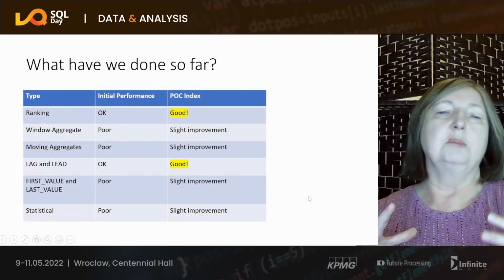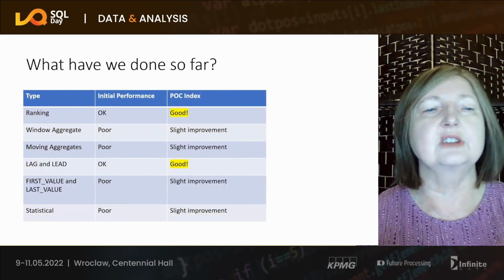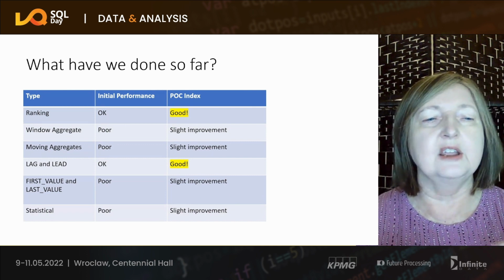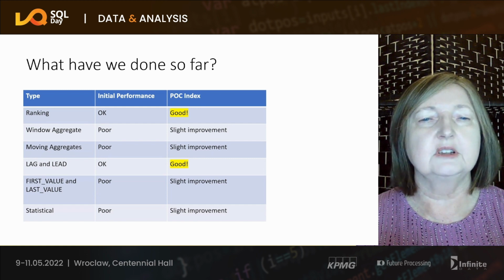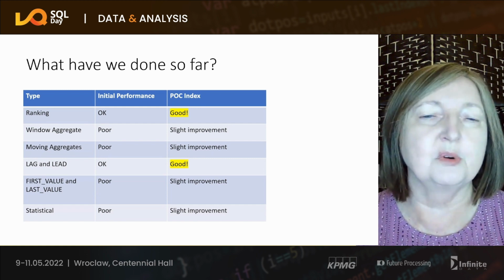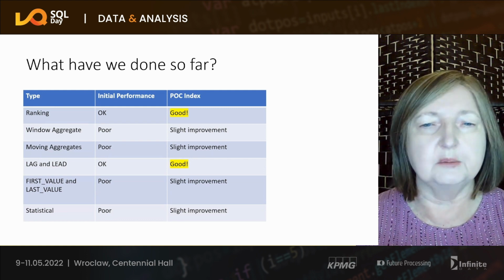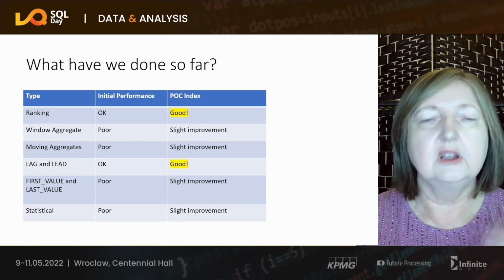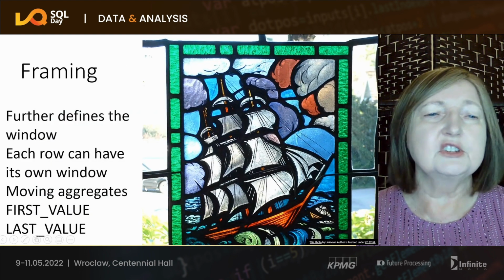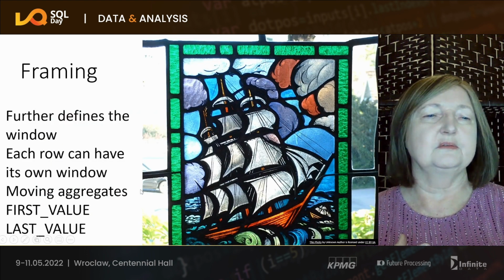So far, by adding the POC index, I've been able to improve the performance of the ranking and lag and lead. But I've only gotten a slight performance improvement on the other types. So what else can I do? This is where framing comes in.